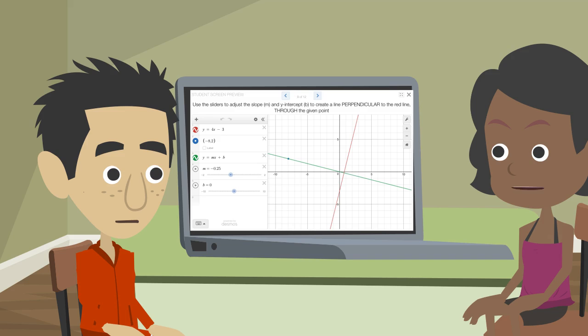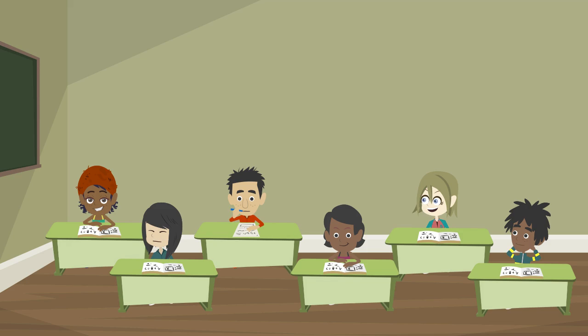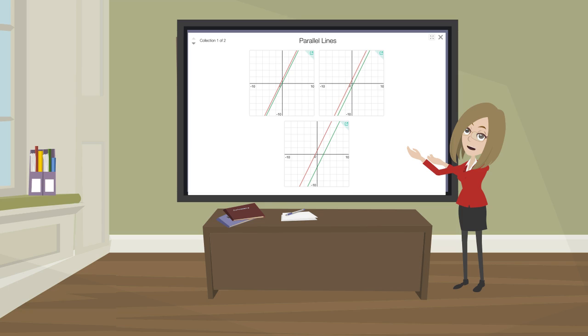Yes. And opposite signs. You have done an excellent job exploring parallel and perpendicular lines. We are going to discuss this as a group now. You will notice I have put screenshots of your parallel lines on the board.